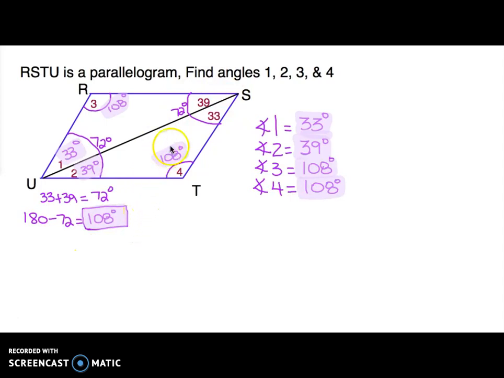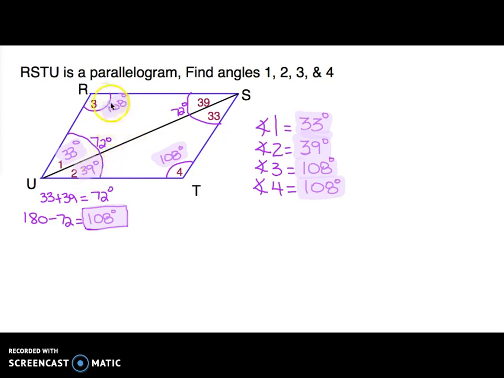When you solve for this, hopefully you noticed that we had these alternate interior angles. So we had 33, which would make this angle 1 also 33. On this side, for angle 2, we know up here this angle was 39, so therefore this angle would be congruent, so it would be 39 as well.